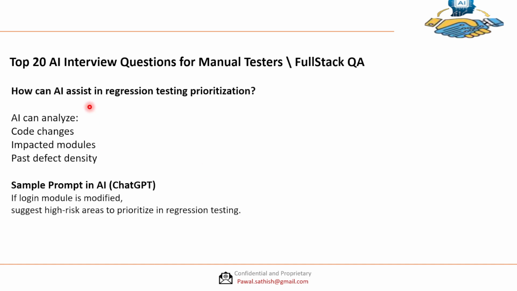How can AI assist in regression testing prioritization? Definitely, AI can analyze the code changes, impacted modules, and past defect density. If the login module is modified, then suggest high risk areas to prioritize in regression testing.